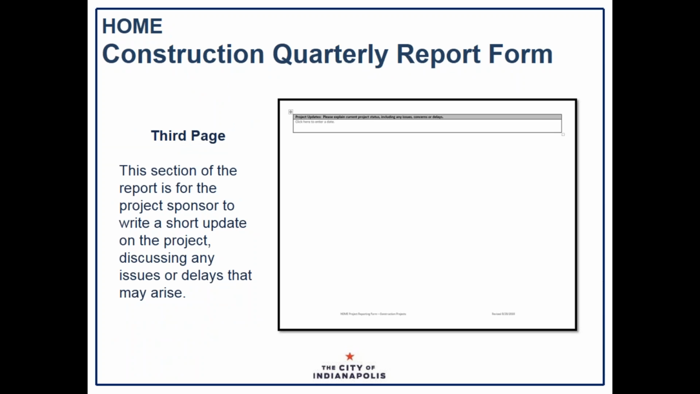All right, now the third and last page on the construction quarterly report. This section of the report is there for you to give a narrative or basically an update on your project. This is where you would discuss any issues or delays that may arise with your project. If you foresee anything going on, this helps us stay aware, and if things like maybe an amendment might be needed, it keeps us abreast of what's going on so we can take care of that.